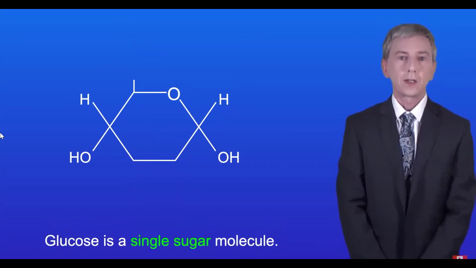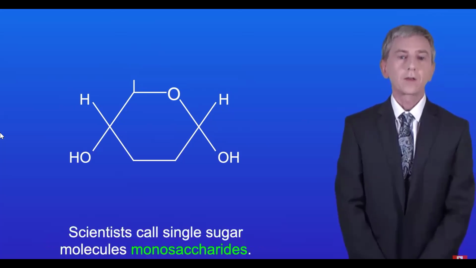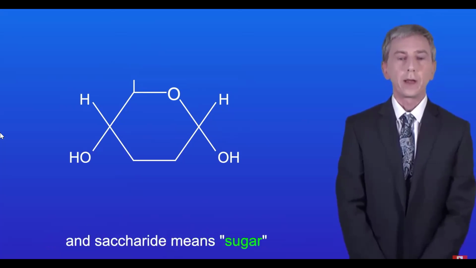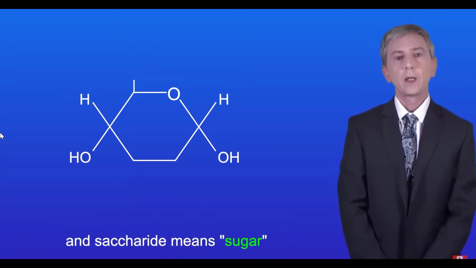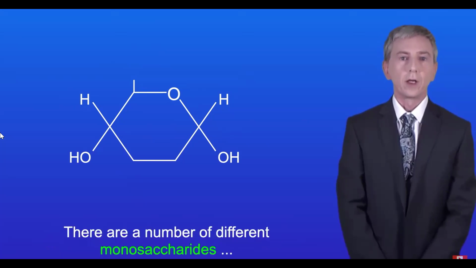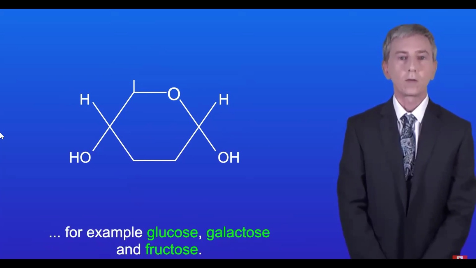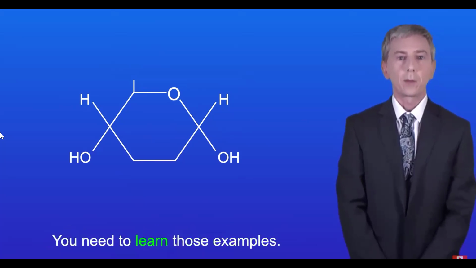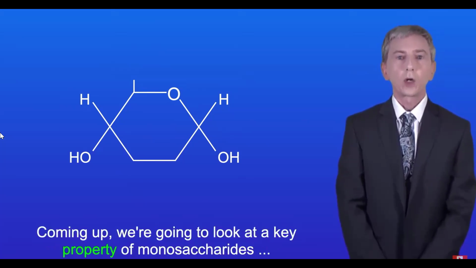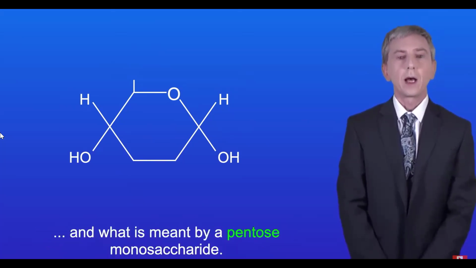Now, glucose is a single sugar molecule. Scientists call single sugar molecules monosaccharides. Mono means one and saccharide means sugar. There are a number of different monosaccharides, for example glucose, galactose and fructose, and you need to learn those examples. Coming up, we're going to look at a key property of monosaccharides and what is meant by a pentose monosaccharide.